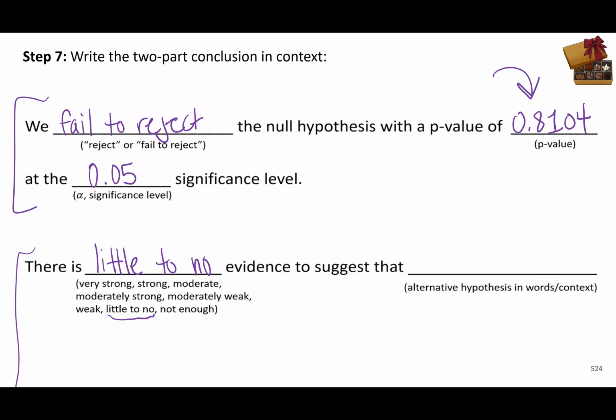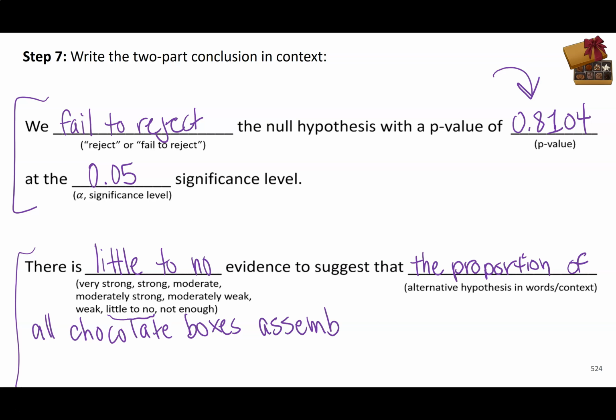So we have little to no evidence to suggest that the proportion, and then we're going to immediately say, oh, the proportion of what? So what population? So all chocolate boxes assembled by the robot that what? So that are defective.